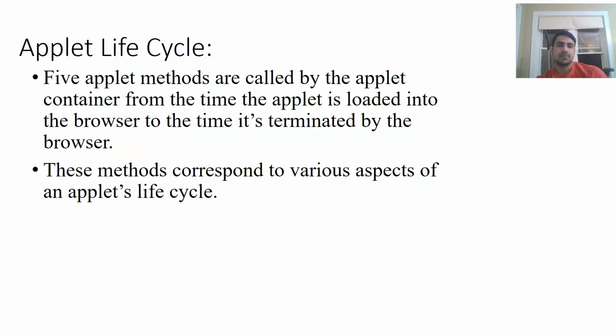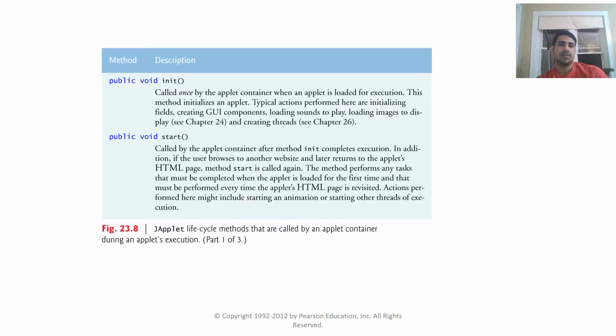Now, there are five methods which we are going to discuss. Public void init. Public is an access specifier. Void is a return type. Init is a method. The init method is called once by the applet container. It is saying that it will be called once in an applet container. When an applet is loaded for execution, this method initializes the applet.